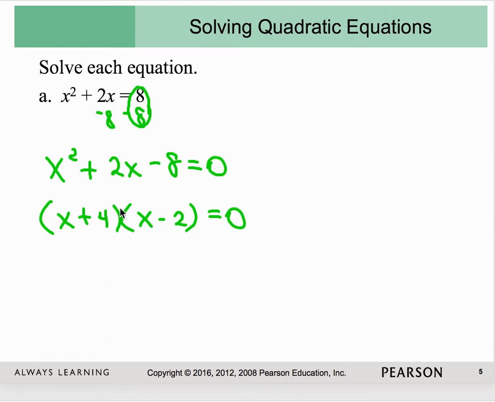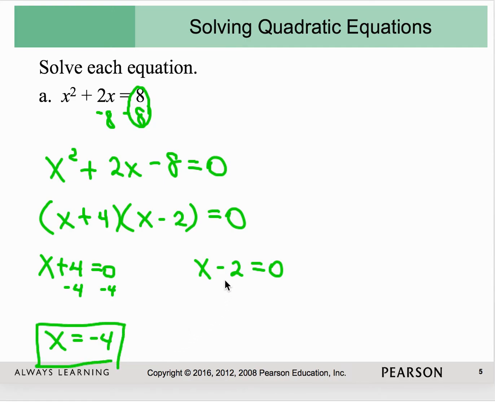Now, once I have two things multiplied together that equal 0, one of them is 0. So either x plus 4 is 0 or x minus 2 is 0. Okay, solving each of these equations, we find out that x is -4 or x is 2. My two answers that I better have gotten.